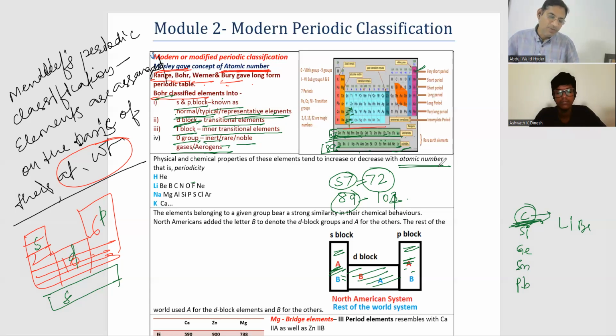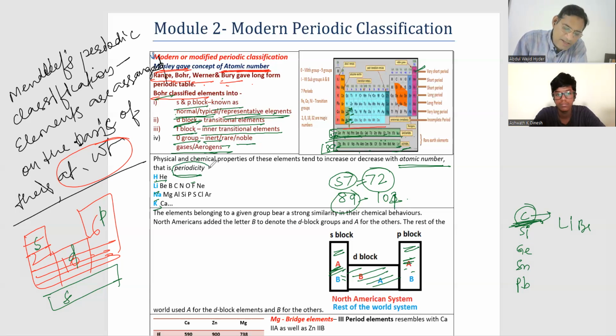Now see, there must be some resemblance or some sequence in their physical and chemical properties. Either an increasing or decreasing order will be there in the physical and chemical properties of the elements. That is why we have classified elements into different groups, different blocks, and different periods. First, hydrogen, lithium, sodium, potassium, they all have the same physical and chemical properties. That is why we have classified them in the same group. Their periodicity will be there.